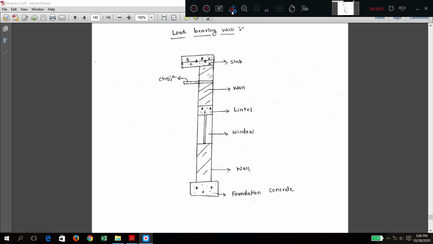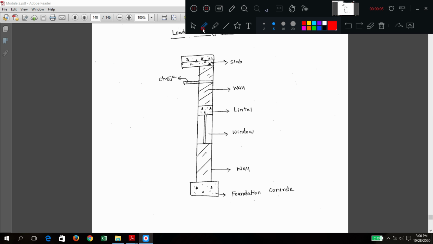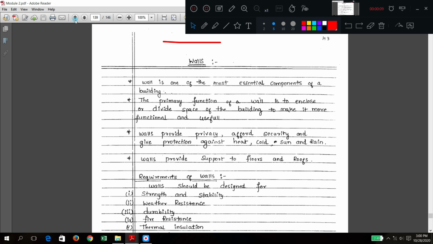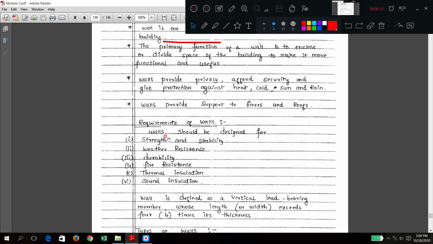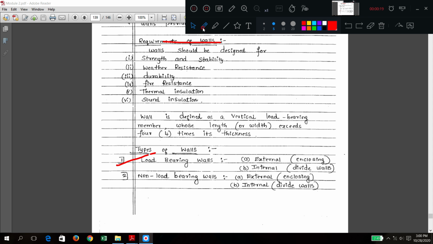Good morning, friends. In the previous class, we started the discussion on walls. We have completed the requirements and the general types. We saw types of walls as load bearing, non-load bearing, as well as external and internal. External walls enclose, that is, they cover the building. Internal walls divide the space.